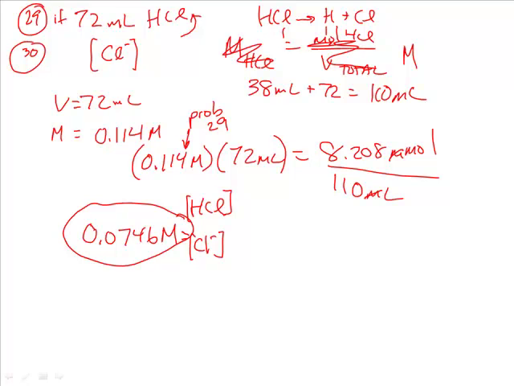Where did the 110 milliliters come from? That came from the volumes in problem 29. The problem I looked at had 38 milliliters of volume. Oh, and then you have to add it. And then the 72 was from the HCl. You've got to add them together because you add two liquids together to make the total volume 110.